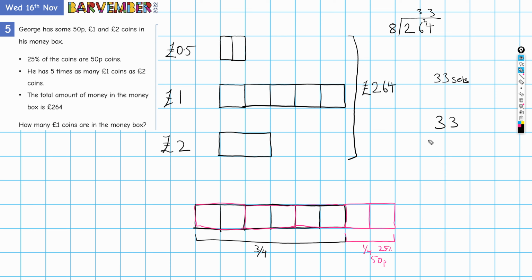33 times 5. Okay, so 3 5s are 15, 15 again, and 1 carried makes 16. So that's 165. So that's my answer. How many £1 coins are in the money box? 165. That's my answer. That's my method, and I'm sticking with it. Thank you very much.